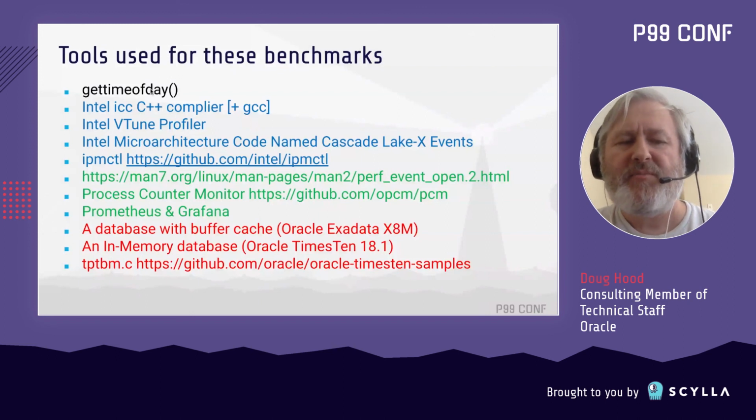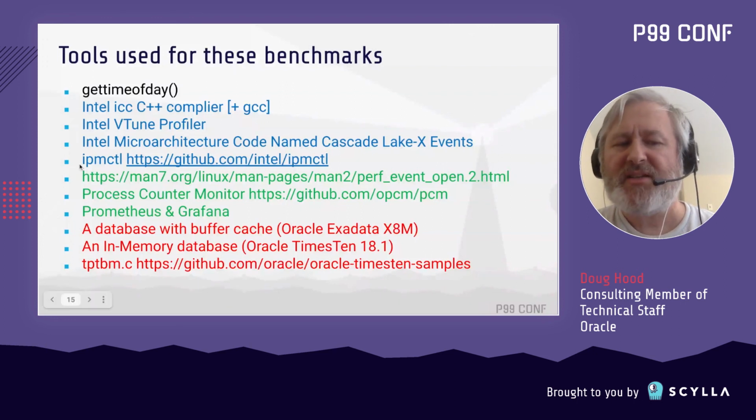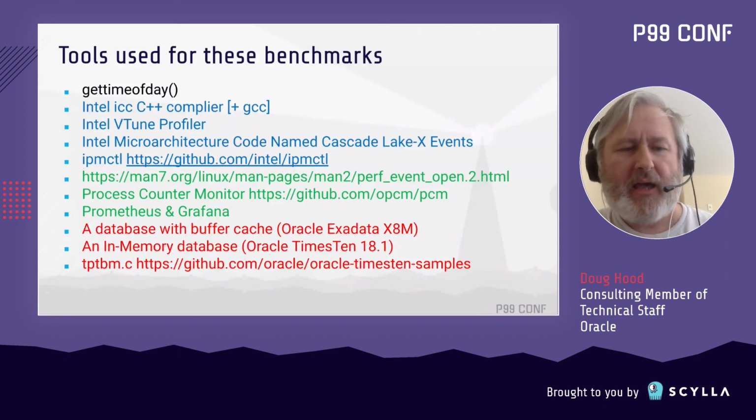To configure the machine to vary the amount of DRAM versus persistent memory, because you can be running in just memory mode or just app direct mode or a mixture, I was using the open source ipmctl tool, and I was using the Processor Counter Monitor to figure out what was happening under the covers with Prometheus and Grafana. For the database, where we're measuring the performance of the buffer cache, I was using Oracle Exadata X8M with app direct mode, and for the in-memory database I was using Oracle X10.